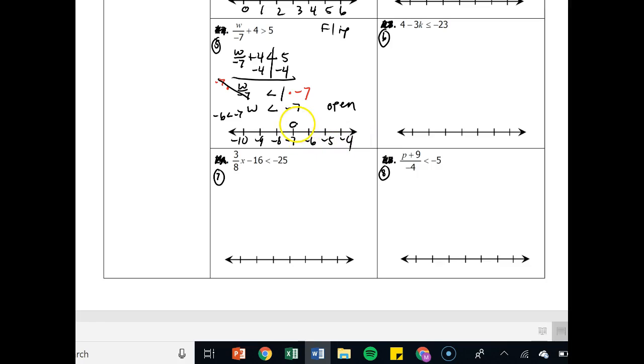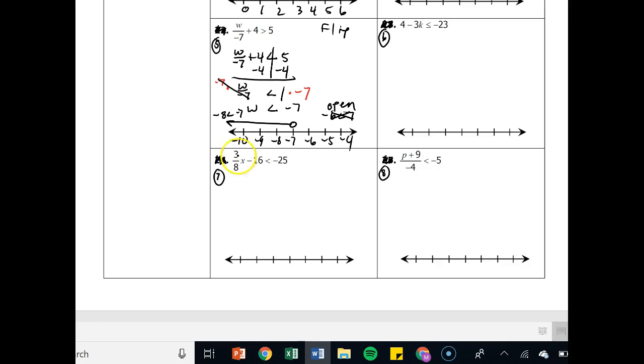So is negative 6 less than negative 7? And that should be over here. Or is negative 8 less than negative 7? And remember, the thing about negatives is the further left you go, the smaller they get. So actually the true statement is not negative 6 less than negative 7, but negative 8. So every number all the way to negative infinity to the left of negative 7 is going to be part of your solution.